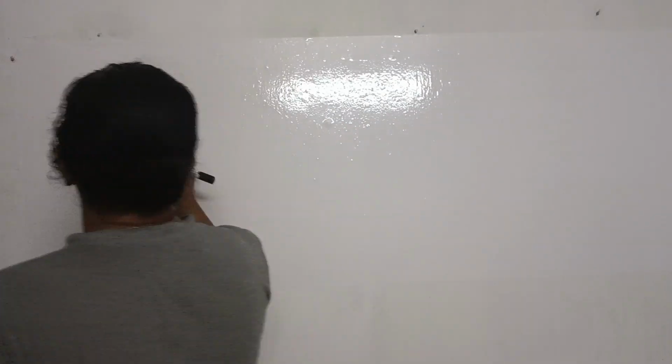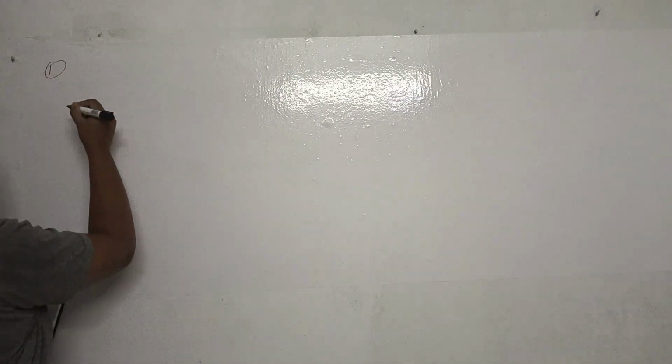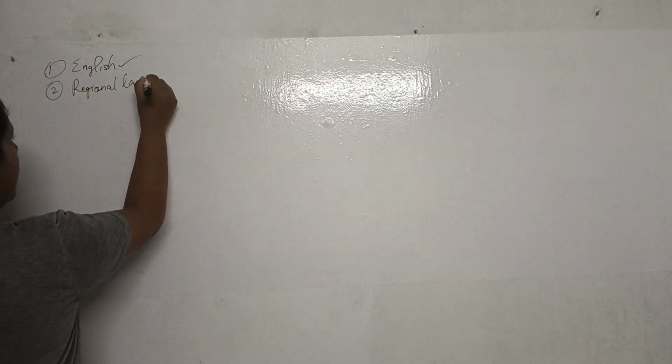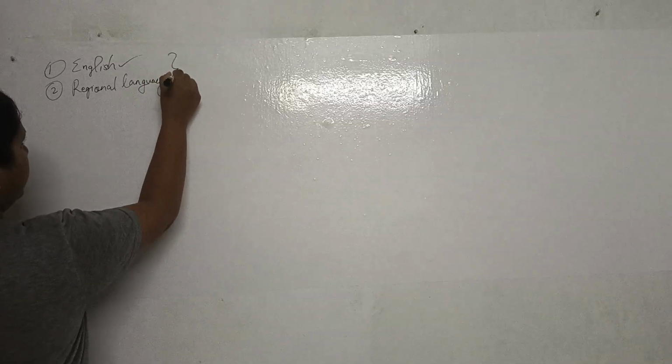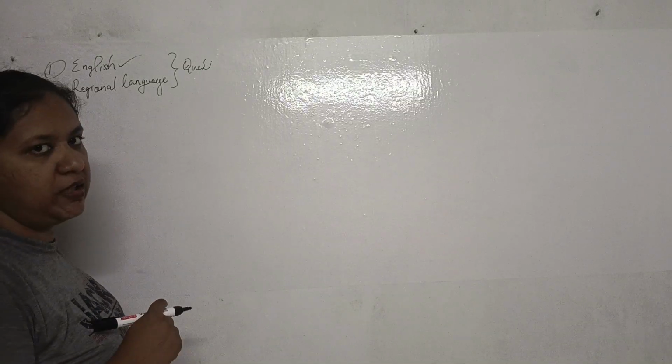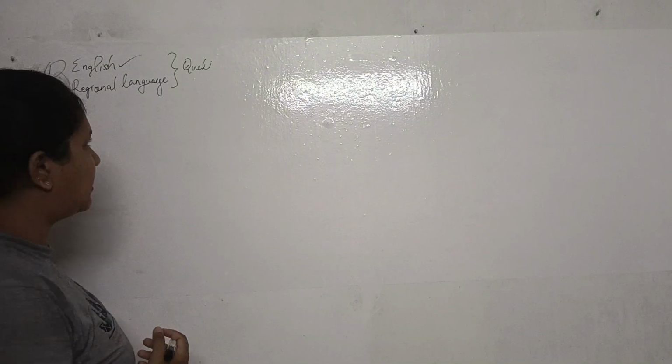The first two papers are qualifying in nature. The first paper is English. You have to qualify English, and then the second paper is a regional language. These two papers are qualifying in nature. They wouldn't be considered for the rank of your examination.